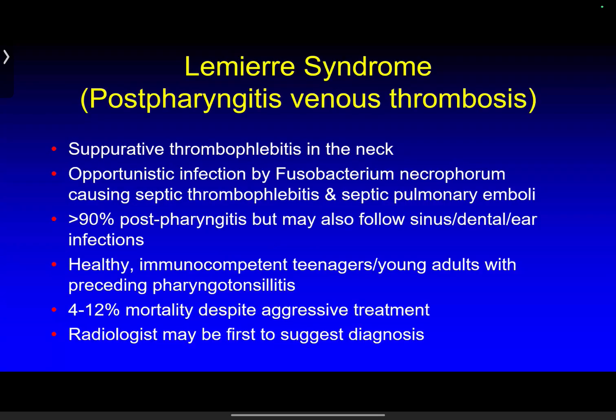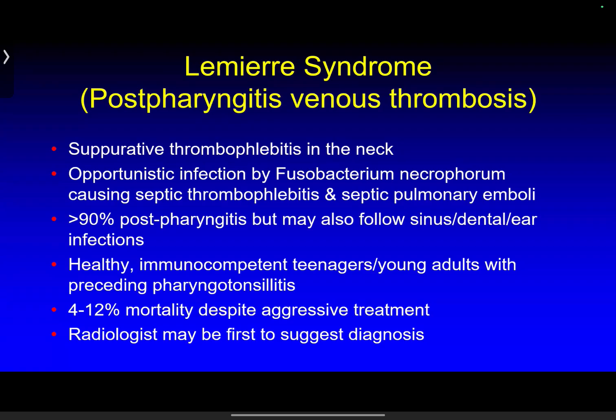Another condition that you must be aware of that can present in the emergency room is Lemierre syndrome. Now, this is a post-pharyngitis venous thrombosis. It's a suppurative thrombophlebitis in the neck. It's caused by an opportunistic infection by an anaerobic bacteria, which is a commensal in the oropharyngeal flora, Fusobacterium necrophorum. This causes septic thrombophlebitis and septic pulmonary emboli.